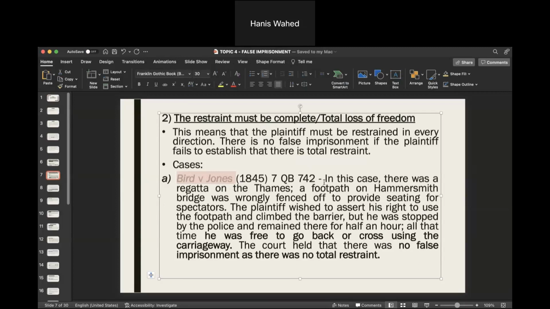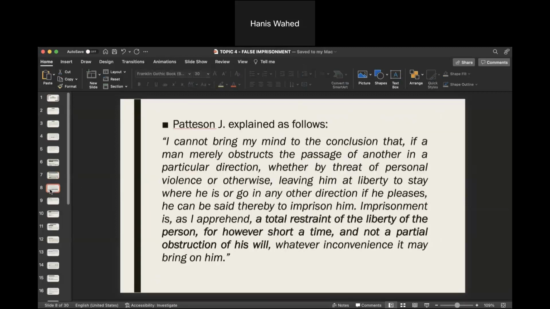Okay. The judge in this case stated that there was no imprisonment because imprisonment itself, it means dia kena ada total restraint of freedom, liberty. The plaintiff must not be able to move, okay, to walk, to escape. Yeah, look at what the judge said here.